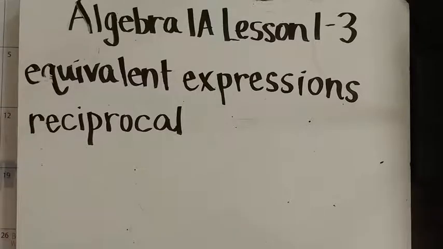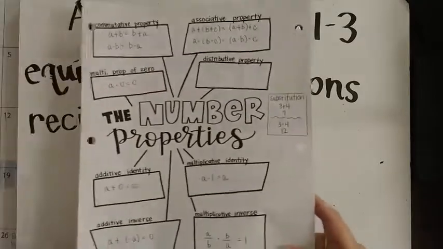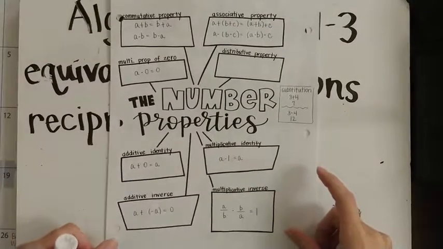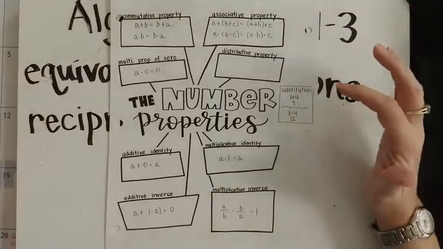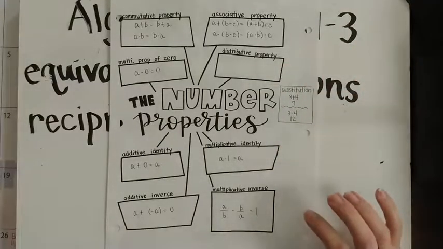Vocabulary, equivalent expressions: expressions that denote the same value for all values of the variables. Reciprocal: the multiplication inverse of a number. Now you need to find your handout titled The Number Properties. We're going to go through these and we're going to leave off one of them today and add something new.